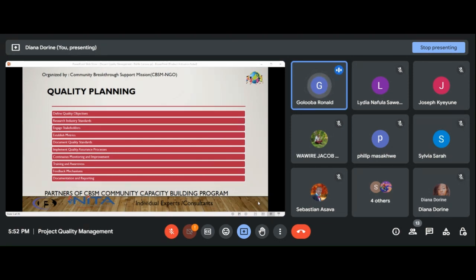So once you've documented these standards that you've established, and the metrics, then you implement the quality assurance processes. With the quality assurance processes, you have to develop procedures and processes that ensure that quality standards are met throughout the project life cycle. This may include quality reviews, testing protocols, and quality assurance checks. It also depends on the sector that you are working with.